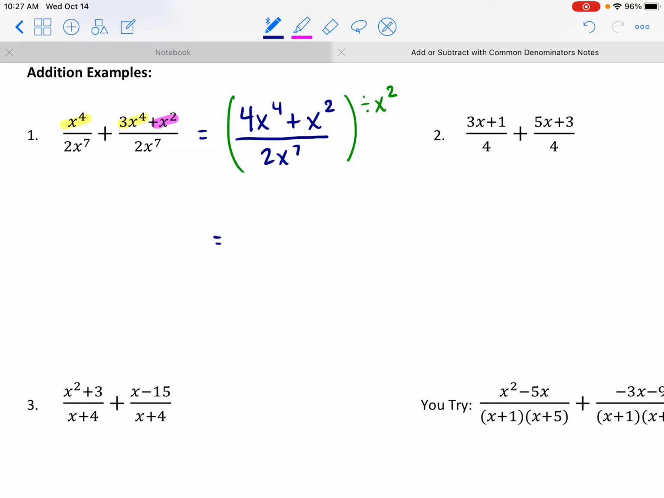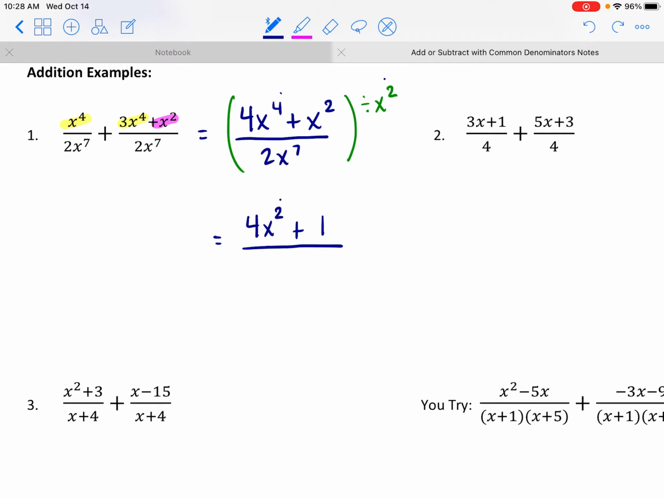And so 4x to the 4th divided by an x squared, remember when we divide, those exponents get subtracted. That's going to leave me a 4x squared, right? 4 minus 2 is 2. And then x squared divided by x squared will just be 1. Or the 1 divided by 1 is 1, and then 2 minus 2 for the exponents will leave me 0 x's. So it's going to be a 1 there.